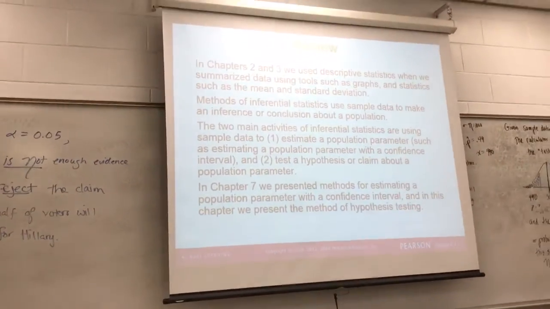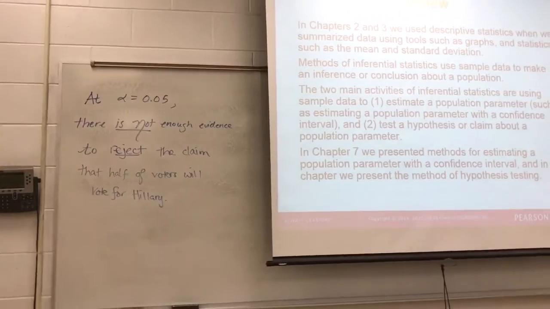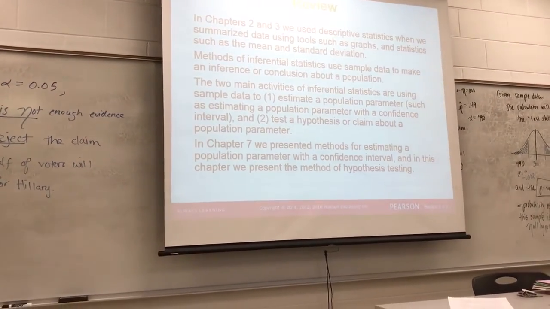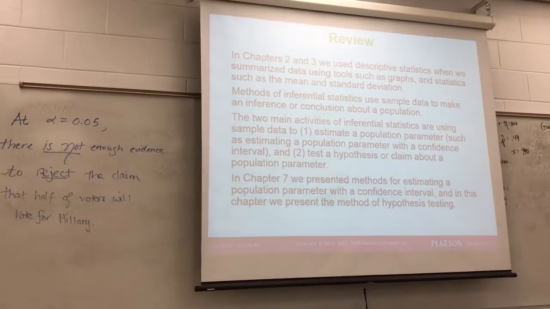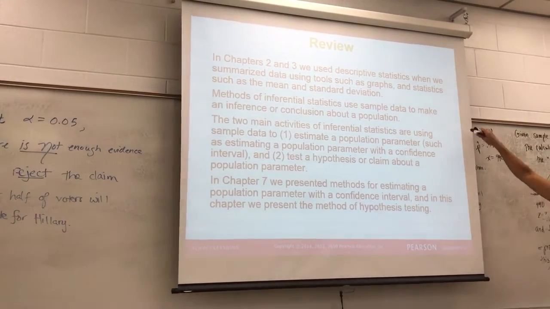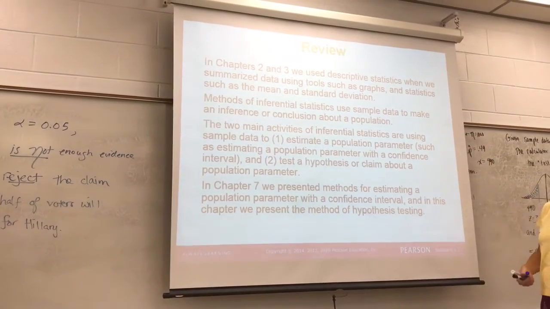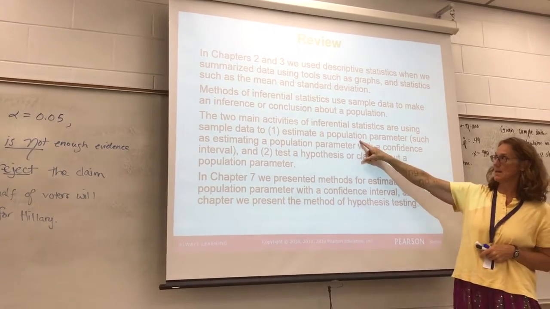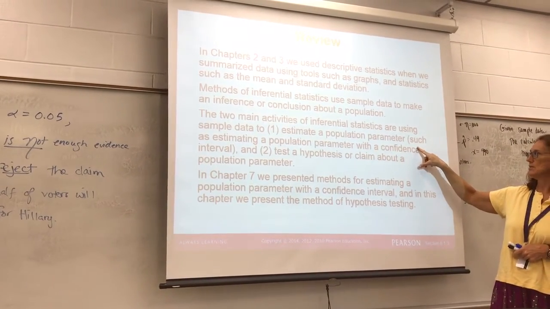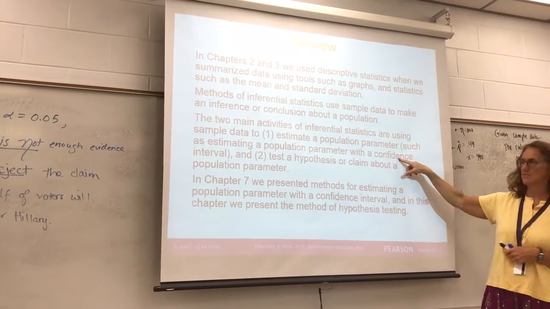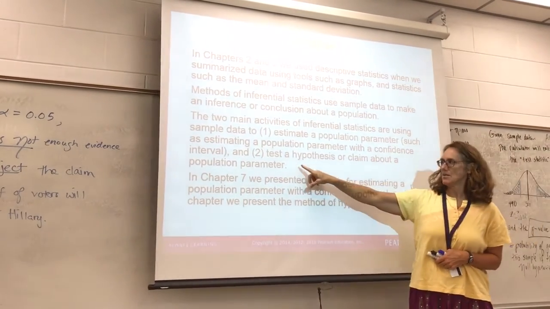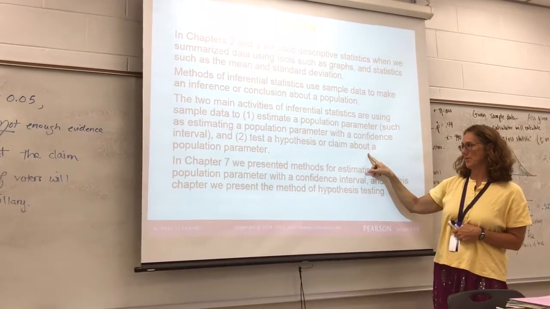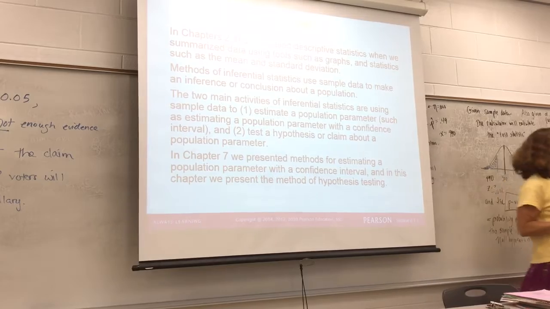In chapters 2 and 3, we use descriptive statistics when we summarize data using tools such as graphs and statistics such as the mean and standard deviation, right? We just did calculations. Methods of inferential statistics use sample data to make an inference or conclusion about a population. And the two main activities that we're looking at here are estimating a population parameter, such as confidence intervals, that was chapter 7. And the other type of inferential statistics involves testing claims, which is what we're doing now. So yeah, chapter 7, we did the confidence intervals.